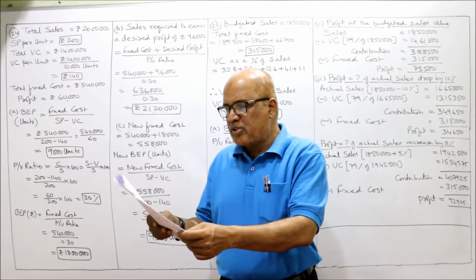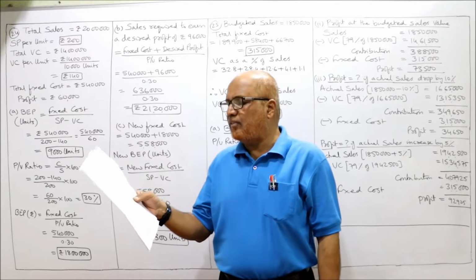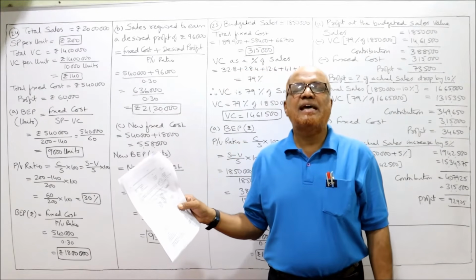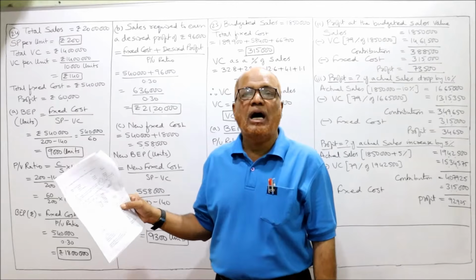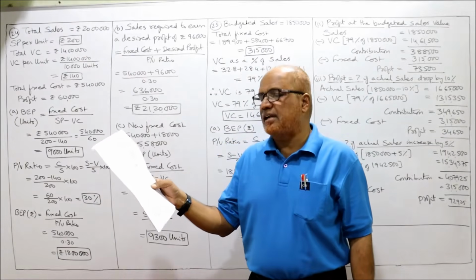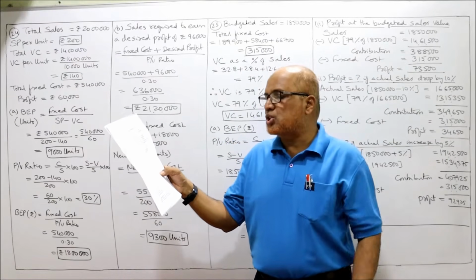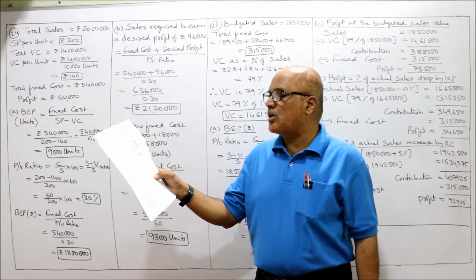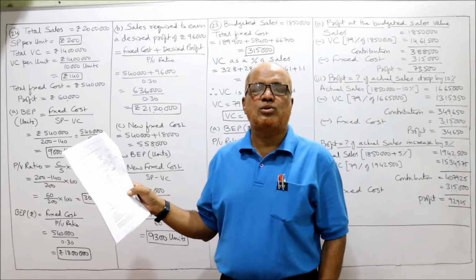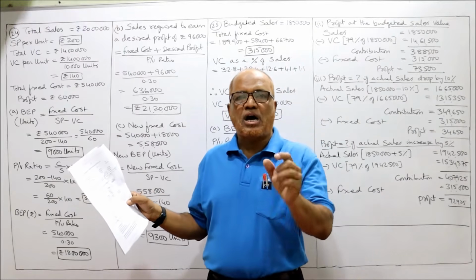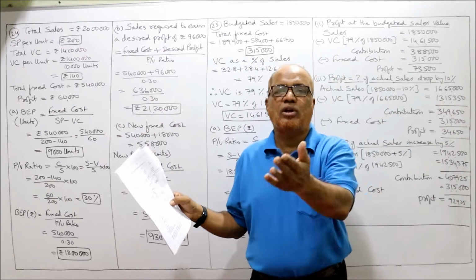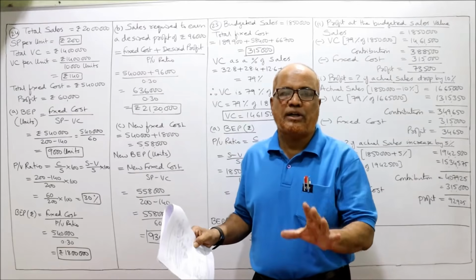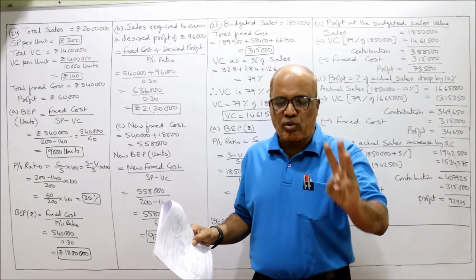And what sales rupees would be required to generate a net income of 96,000? That means sales required to earn a desired profit of rupees 96,000. Then third question, what will be the break-even point in units if the fixed costs are increased by 18,000? If the fixed costs are increased by 18,000, what is the new break-even point? New BEP. The 3 questions are asked.